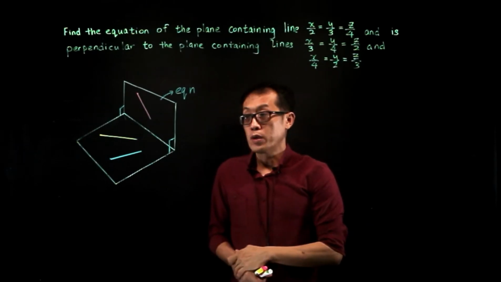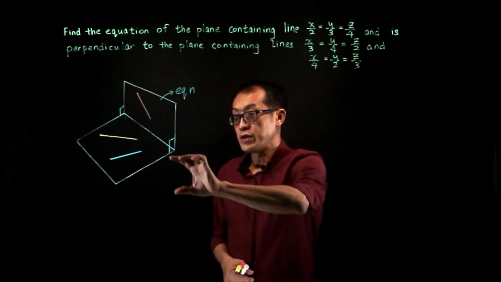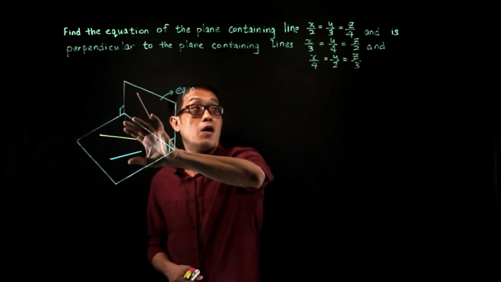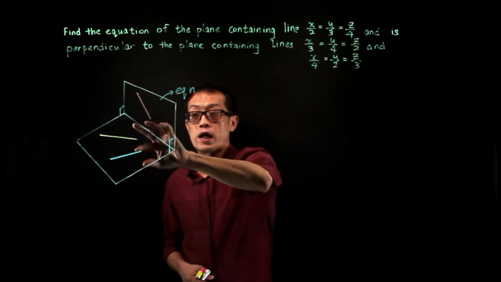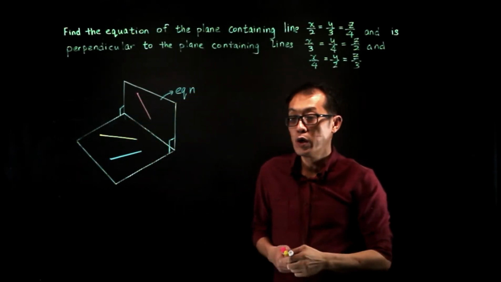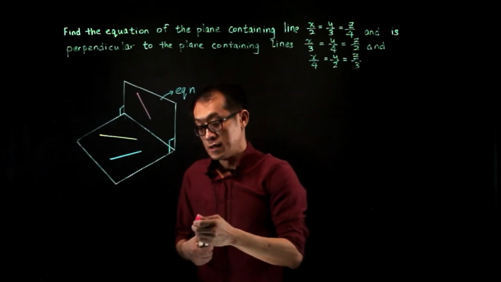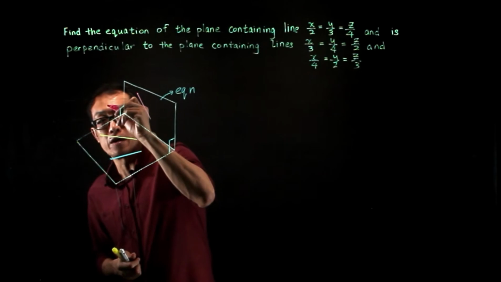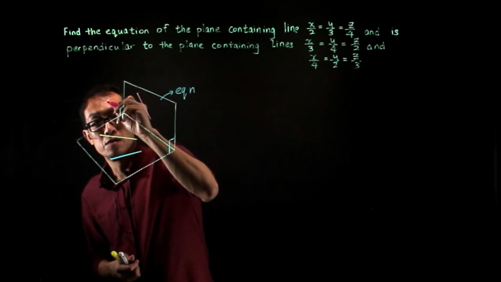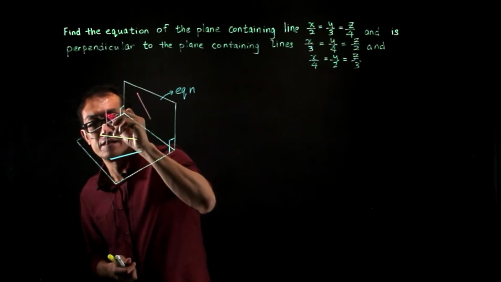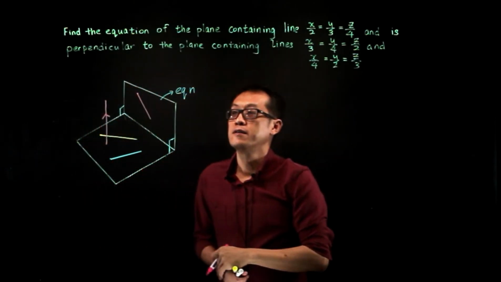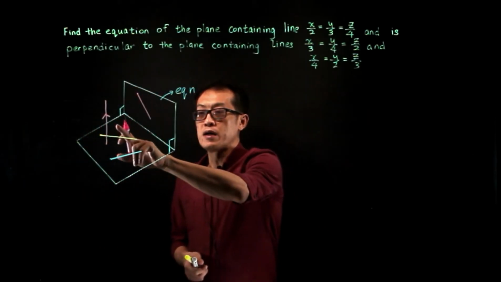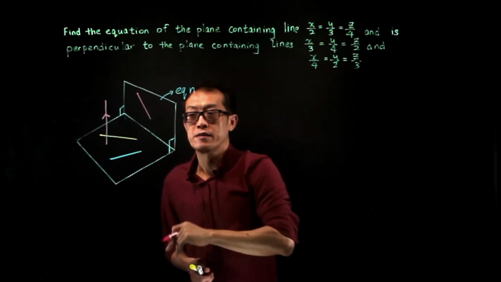Now, what we can do is, if we do a cross product of the direction vector of these two lines, you will get a vector that is normal to this plane, normal to the plane that contains the two lines. So let's say you get a normal like that. Alright. You find that this normal is also parallel to this plane.